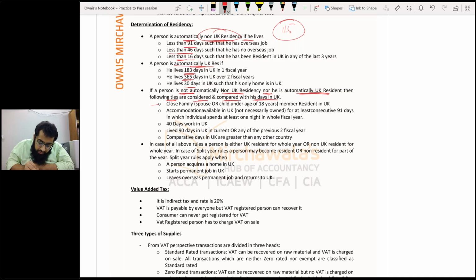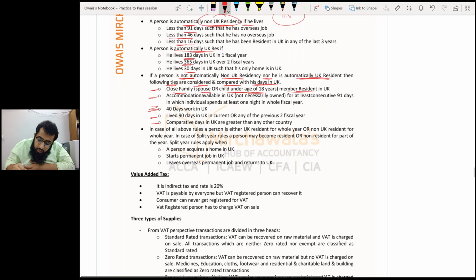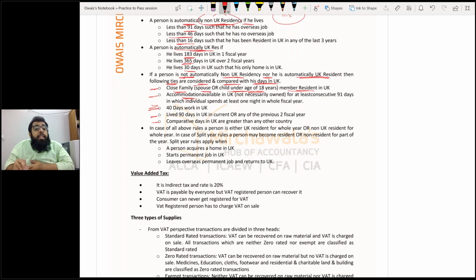Now there are 5 ties. Close family, spouse or children under 18 years are UK resident. Yes, Corey's wife became UK resident. It was written in the question that Corey's wife Dana got a UK job. Number 2, accommodation available in UK for at least consecutive 91 days. Yes, they purchased a house in UK.